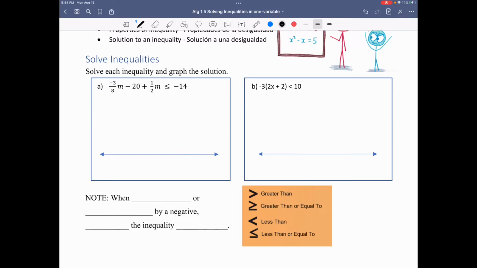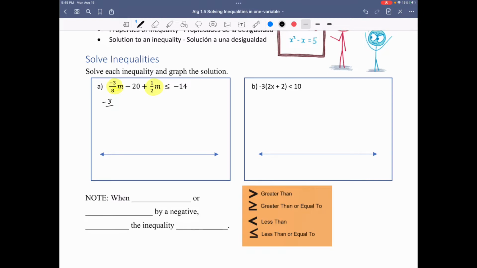For part A, we have negative 3/8 m minus 20 plus 1/2 m is less than or equal to negative 14. I'm going to grab this m and this m, and we're going to combine them. That means we're going to add them together. In order to do that, we need to find a common denominator. I'm also going to put them next to each other.